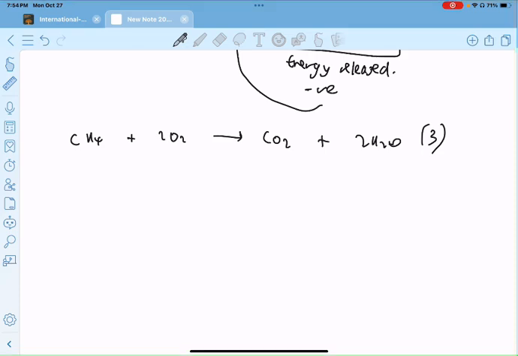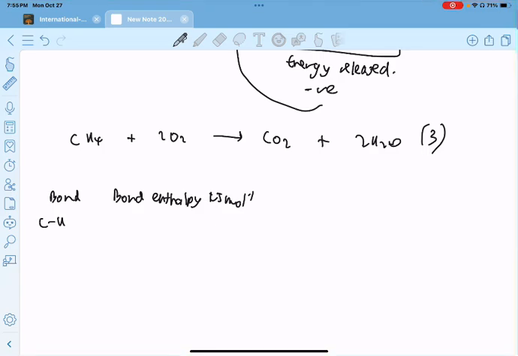First thing we do is look at the table given, okay? There's going to be a table given of the bond and the bond enthalpy in kilojoules per mole, okay? There's going to be the C-H bond, the O double bond O, O single bond H, and the C double bond O. This is 413, this is 498, this is 464, and this is 799, okay?